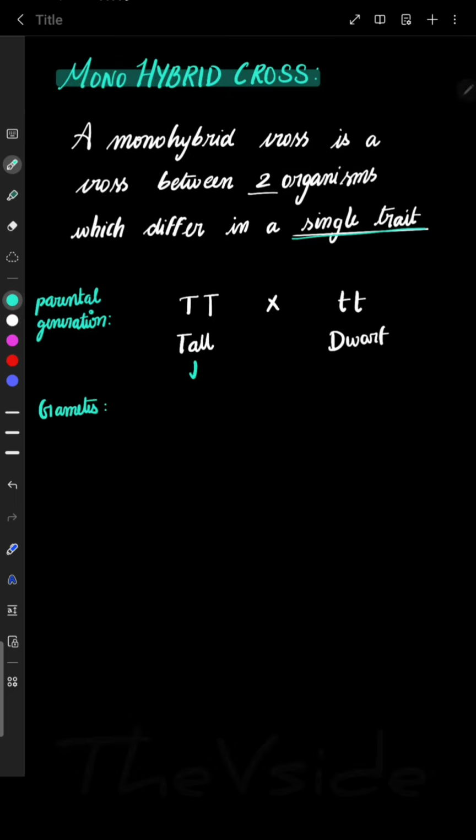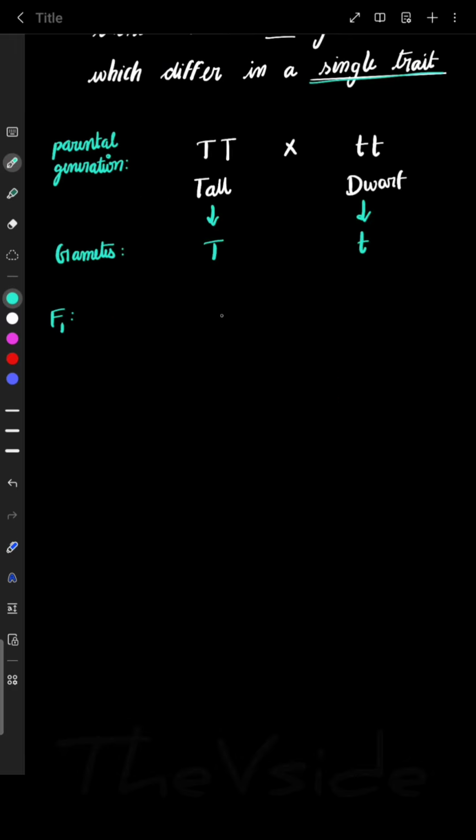These plants produce gametes, which is T for this and small t for this. From these two gametes, we will get the F1 progeny which is of genotype T small t, and this will be tall. This is because there is a dominant allele along with a recessive allele. So the dominant allele only expresses in the F1 generation, and all the plants produced in the F1 generation will be only tall plants.